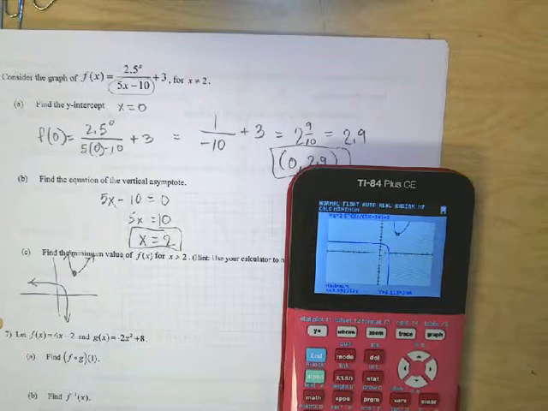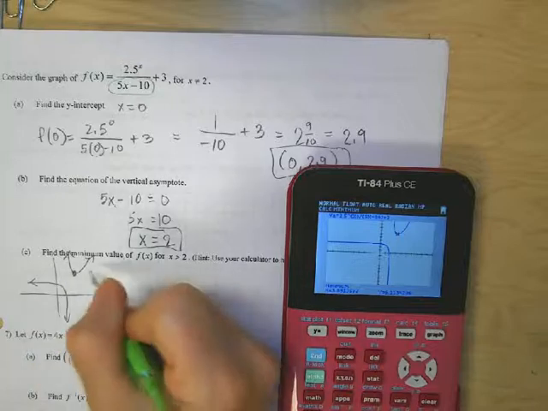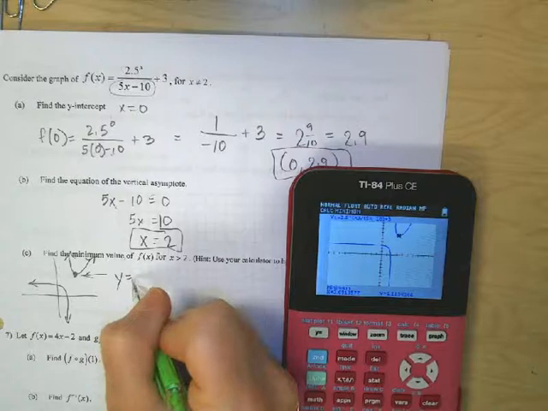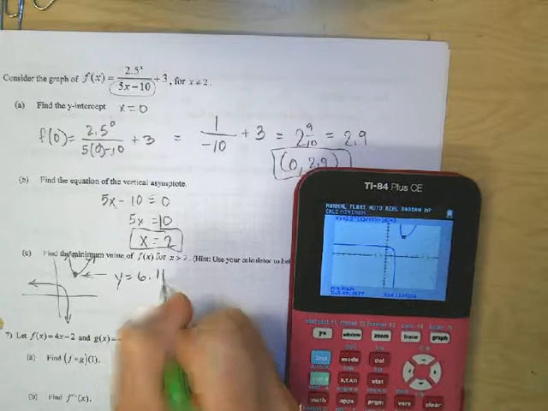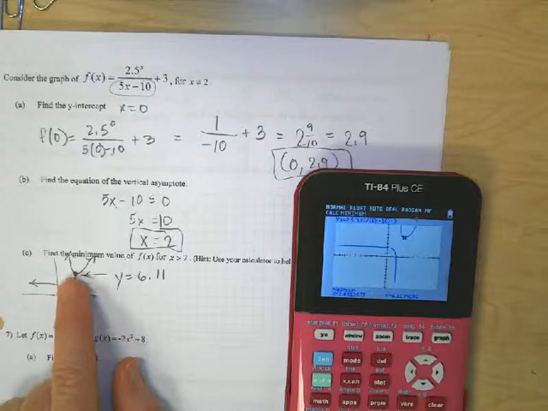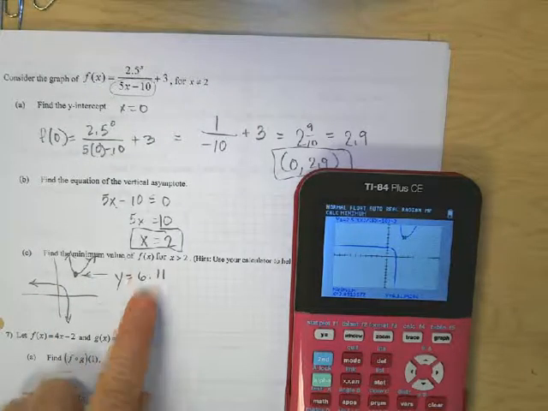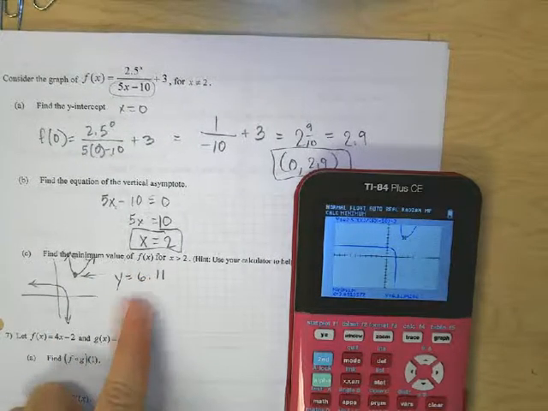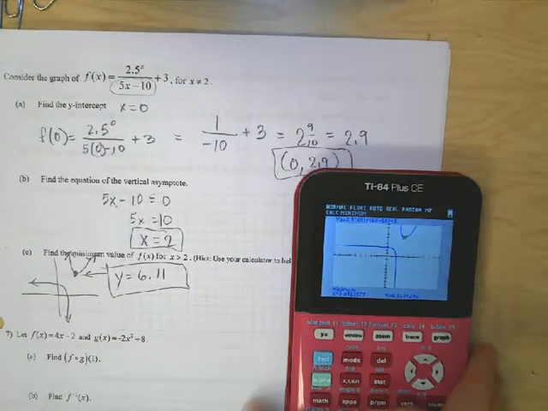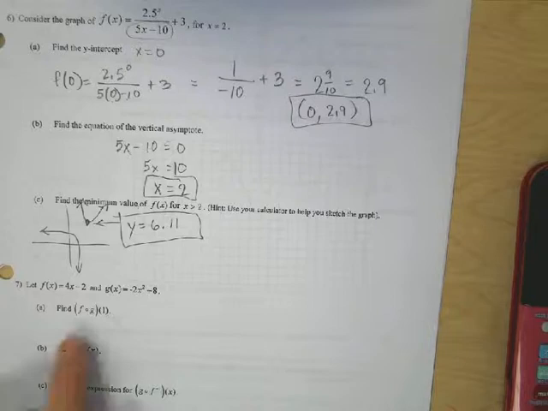I don't have my glasses on, but I wrote this down before. The value means y. Okay, the value means y. So what does y equal right here? Y is equal to 6.11. Okay, so we don't want the whole coordinates. When it says value of f of x, that means y, because f of x means y. So what's the y value? There it is, 6.11.